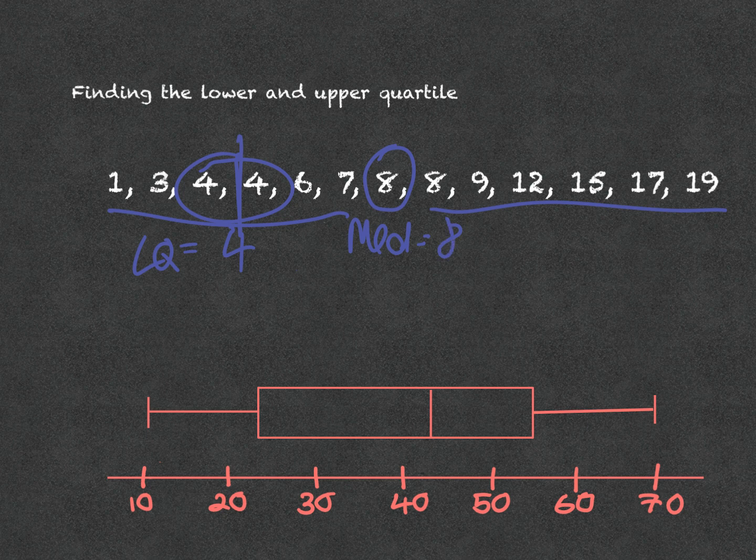Okay, then we look at these upper numbers above the median, which is 8. We've got 6 numbers there, so we're going to divide that in half. And here we've got the 2 numbers of 12 and 15. We're going to find halfway between those. You can either do that by adding them together and dividing by 2, or we can work out that the halfway between 12 and 15 is 13.5, and that's going to be our upper quartile.